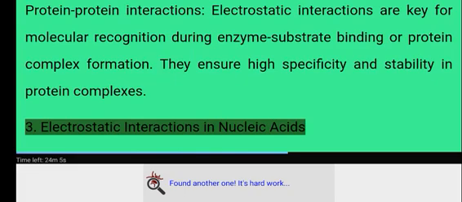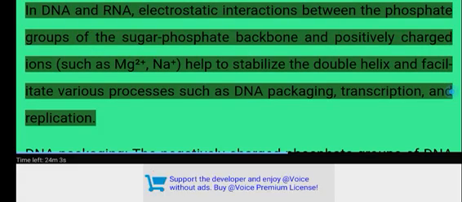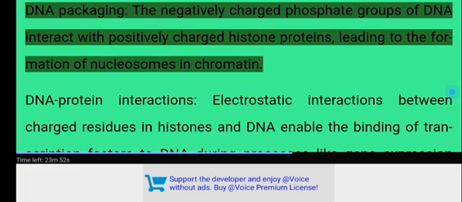3. Electrostatic interactions in nucleic acids. In DNA and RNA, electrostatic interactions between the phosphate groups of the sugar-phosphate backbone and positively charged ions, such as Mg²⁺, help to stabilize the double helix and facilitate various processes such as DNA packaging, transcription, and replication. DNA packaging. The negatively charged phosphate groups of DNA interact with positively charged histone proteins, leading to the formation of nucleosomes in chromatin.